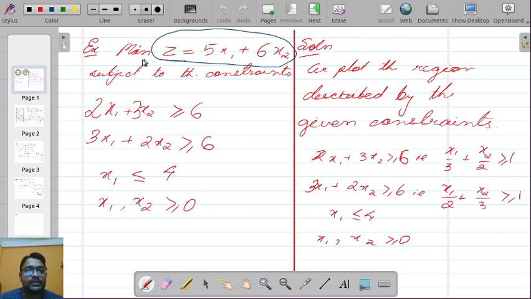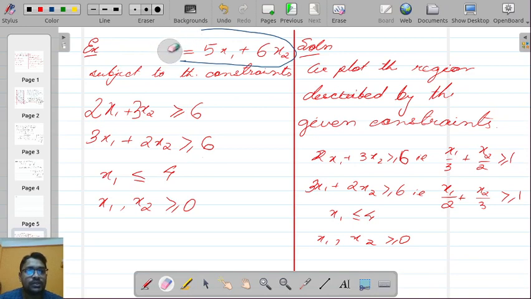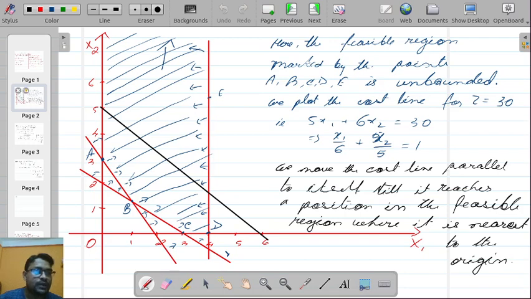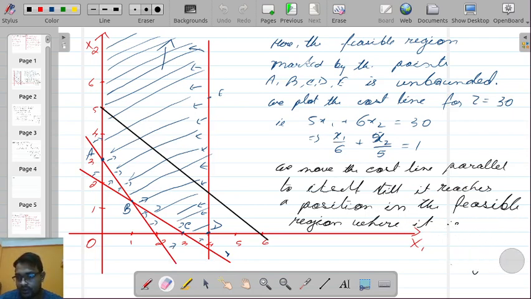So you can try the same problem with maximization. Let us try the same problem with the maximization part. Maximize z equal to this one, subject to the same constraints. Of course the diagram will be exactly similar, but the difference is we move the cost line parallel to it till it reaches a position in the feasible region where, instead of nearest, it will be farthest from the origin.